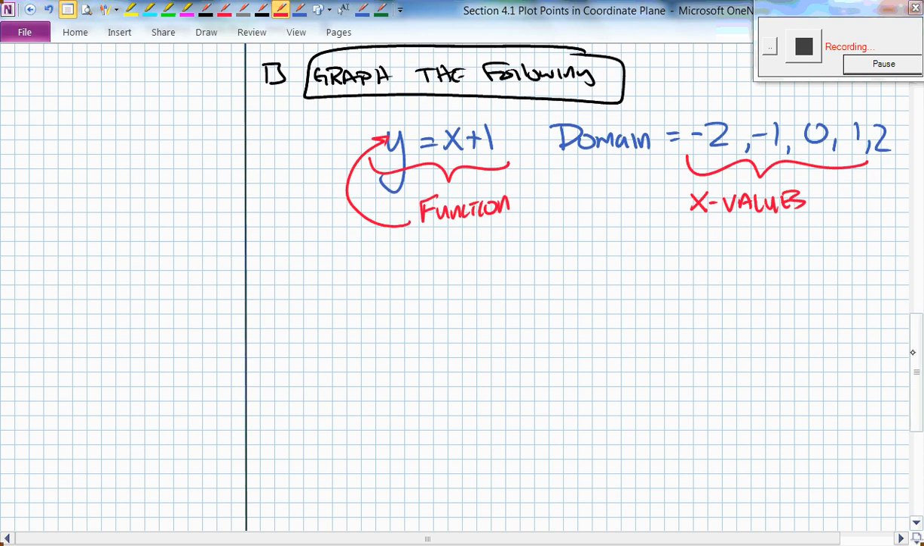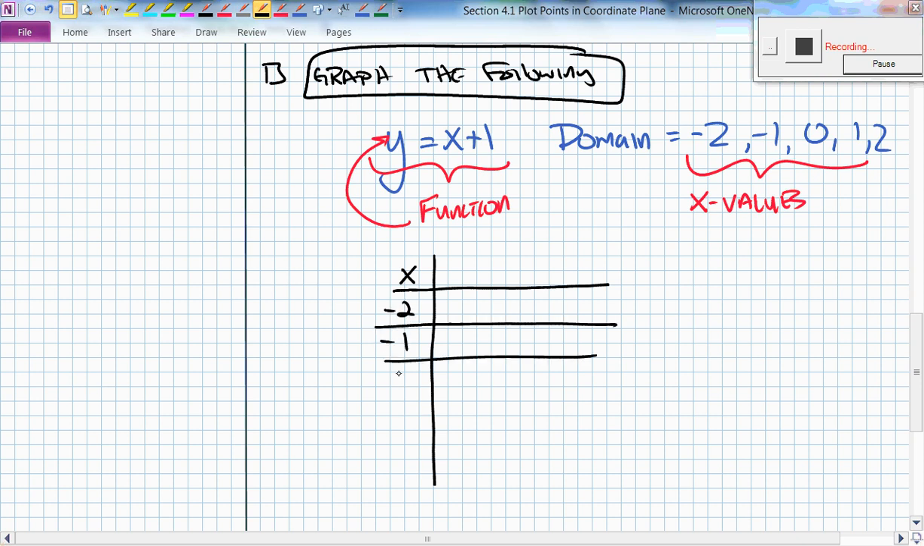So what we're going to do is graph this on the domain, and the way that we're going to do it is we're going to make a table. We're going to go x. And all the x's are given to us in our domain values. So we're going to start at -2, -1, 0.